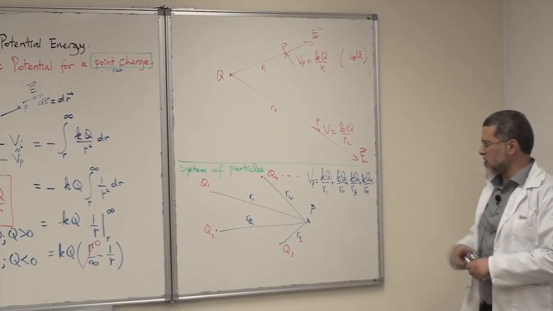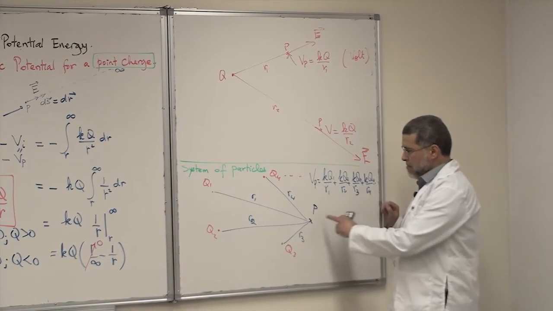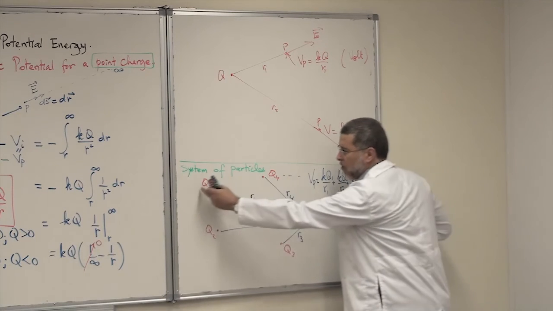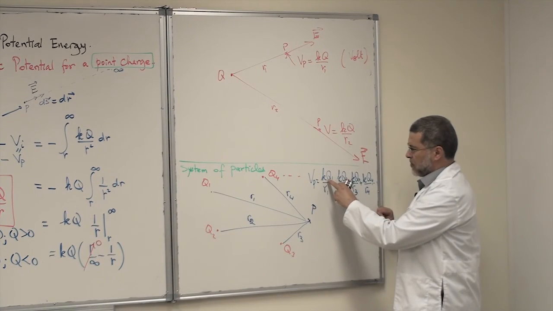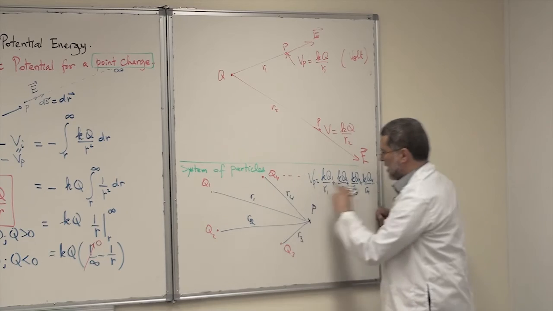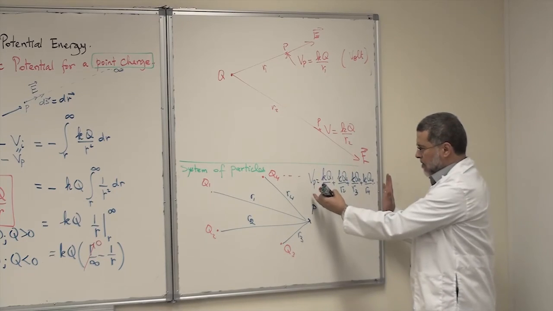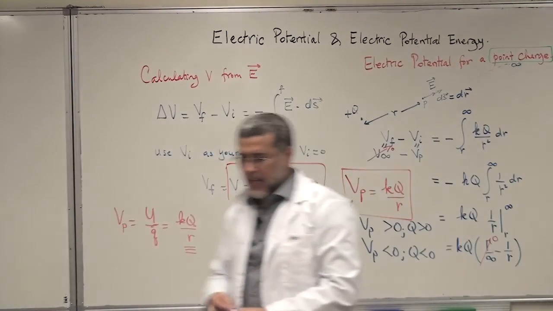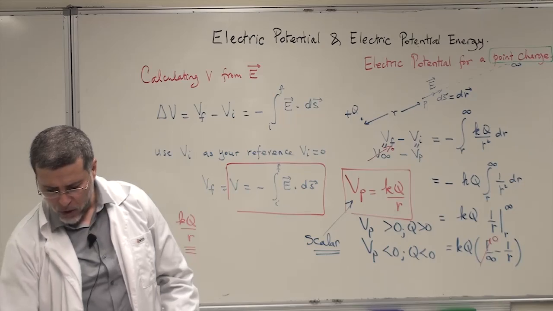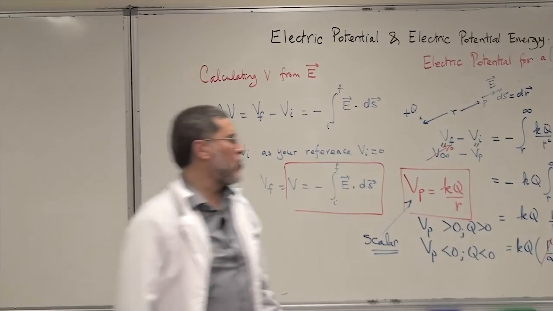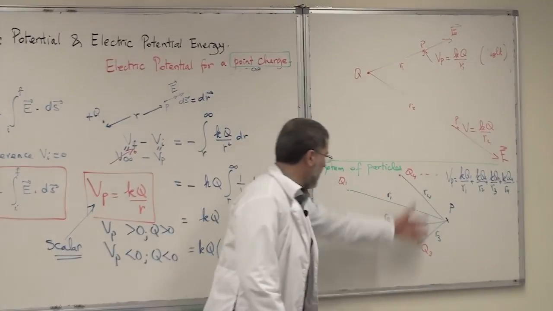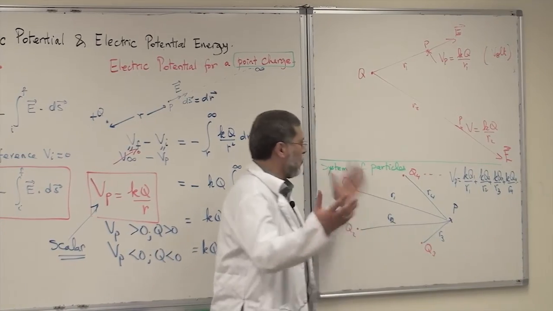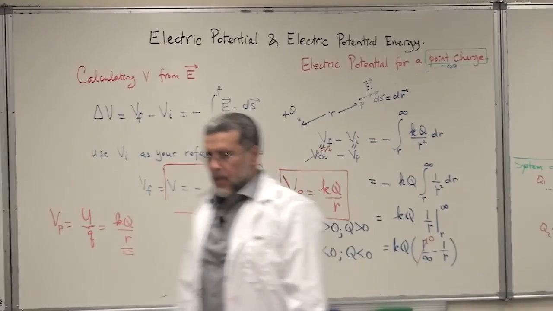If you have 2, 3, 4 charges, you have to add them algebraically. Be careful, my son. You have to take the sign of the charge here. If the charge is positive, you put the positive. If the charge is negative, it will be negative. And Vp will be either positive or negative depending on the calculations. So this is how you calculate the electric potential at any point due to a charge distribution, a system of particles, Q1, Q2, Q3, Q4, and so on. Thank you.